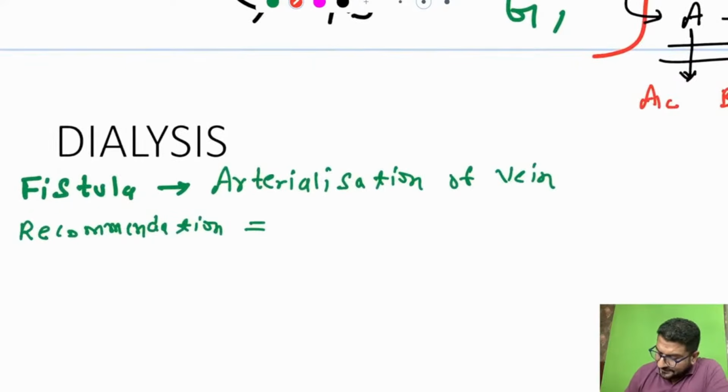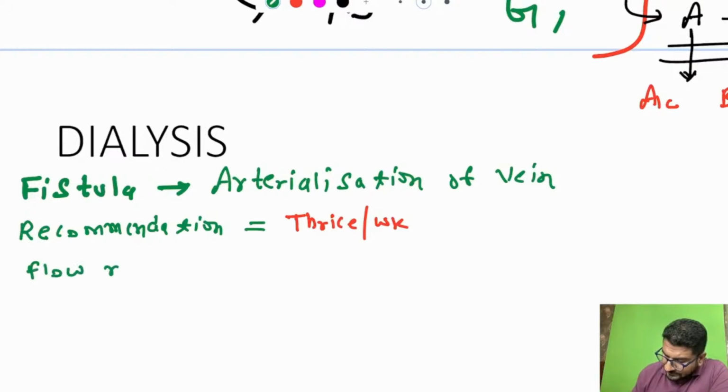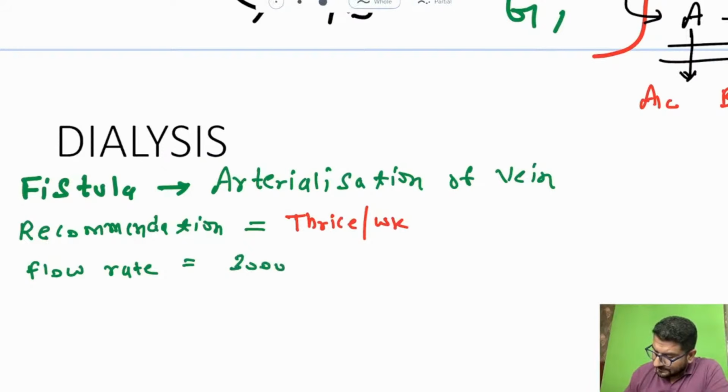Okay, now coming to recommendation, means आप कितना recommend करते हो dialysis? It is thrice in a week. So understand this thing. They ask you what is the flow rate. डायलिसिस में फ्लो रेट क्या होती है? So what is the flow rate? So flow rate, understand, it is 300 to 500. It is 300 to 500 ml per minute.